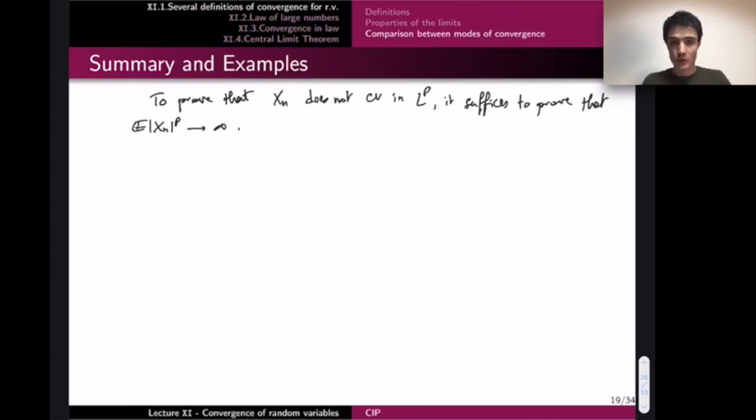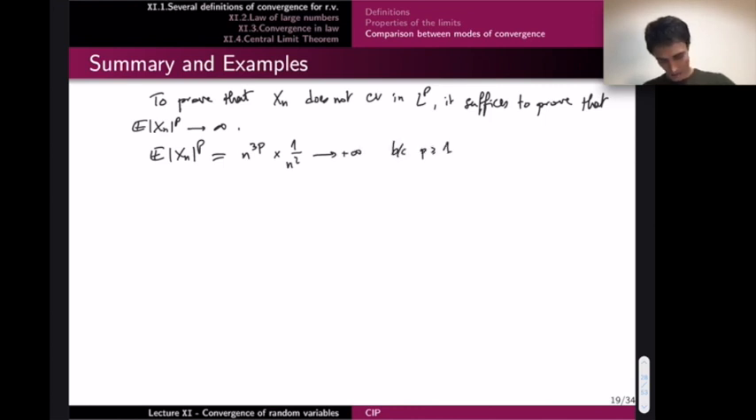So I just need to compute the expectation of Xn to the power p, and it goes like this. Here it's quite simple to compute. It takes only two values, 0, so I don't care about 0, and n to the power 3. Then to the power p, so n to the power 3p with probability 1 over n squared. I do not need to discuss this because p is greater than 1, so it goes to plus infinity. So I don't have convergence in LP.